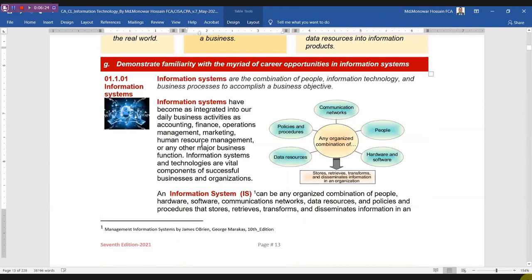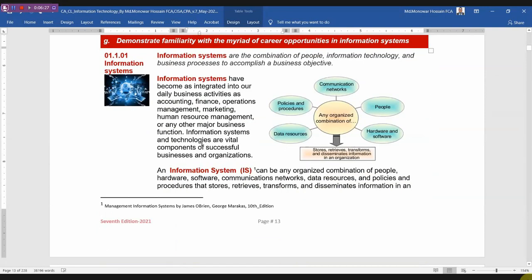If we see the information system, a system is a combination of people, information technology, and business process to accomplish a business objective. So everything should be aligned with the business. If we can answer what we mean by information system, we can say simply in a sentence: information systems are the combination of people, information technology, and business process to accomplish a business objective, because all businesses have a goal, mission, and vision.